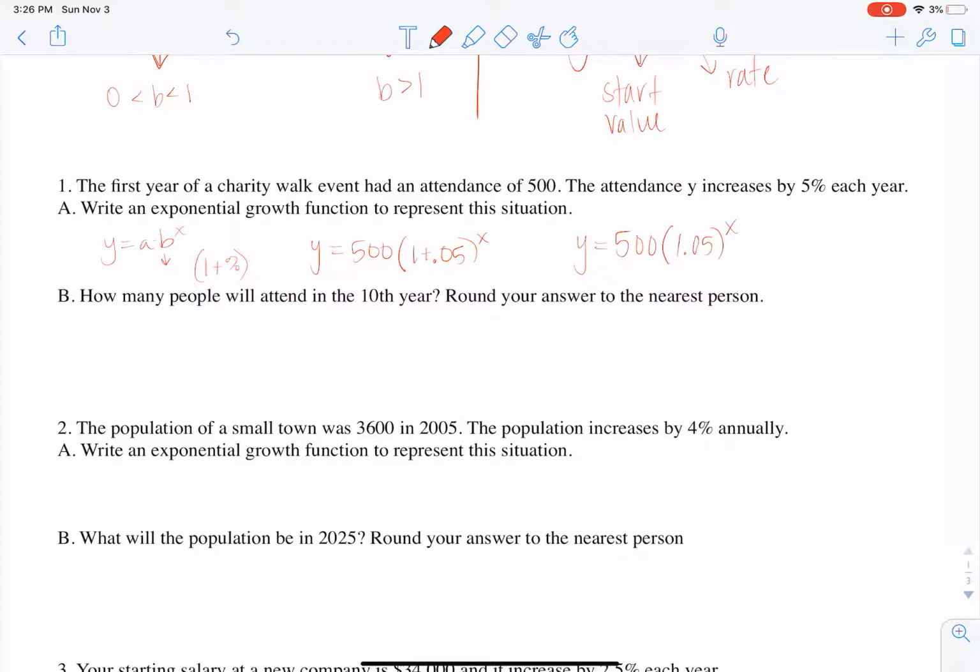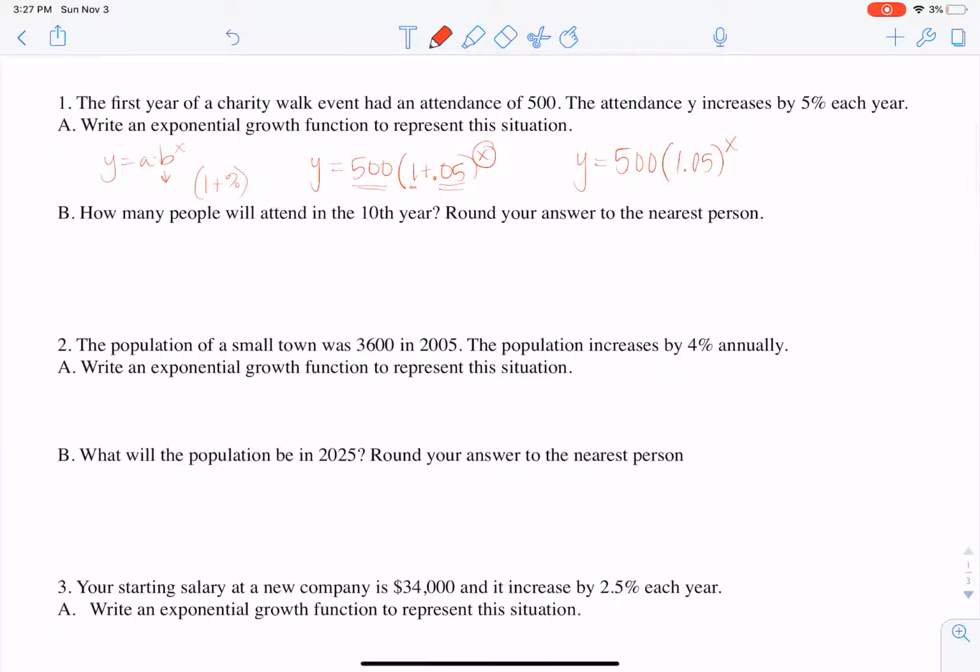And what's really happening here is I'm taking 1, which means I'm taking 100% of what I'm starting with, and every year I'm adding 5% to that. But I know that 5% of 500 will be different than 5% of, let's say, 520. So how many people will attend in the 10th year? Round your answer to the nearest person.